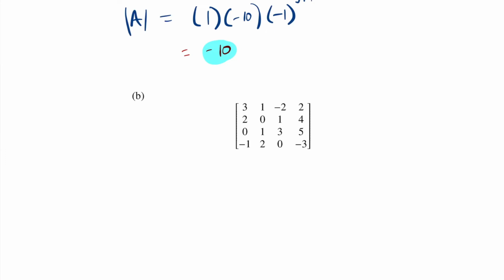So let's do the same exact thing for this one. I'm going to introduce a 0 here and here, that way we can work off of column number 1. So step number 1 is let's multiply row 4 by positive 2 and add that to row 2, and that will equal my new row 2.